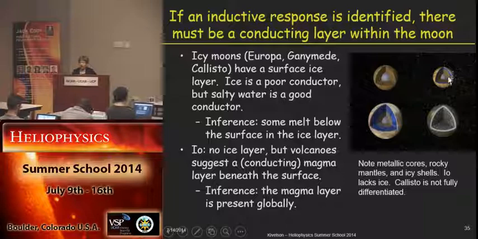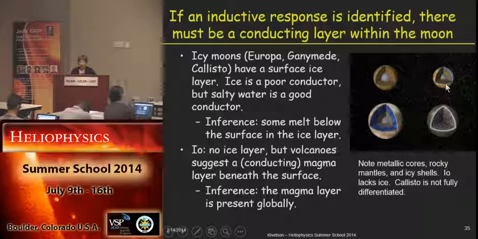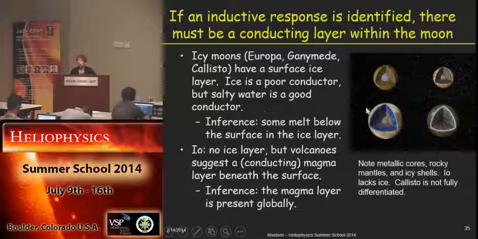And the evidence that these three moons, Europa, Ganymede, and Callisto, have inductive fields is, to me, the most compelling evidence that there must be a melted layer in the H2O ice that covers the surface. You need some electrolytes dissolved in that layer to account for the conductivity, but salty water, seawater, would be a good enough conductor to account for the observations of the inductive field.